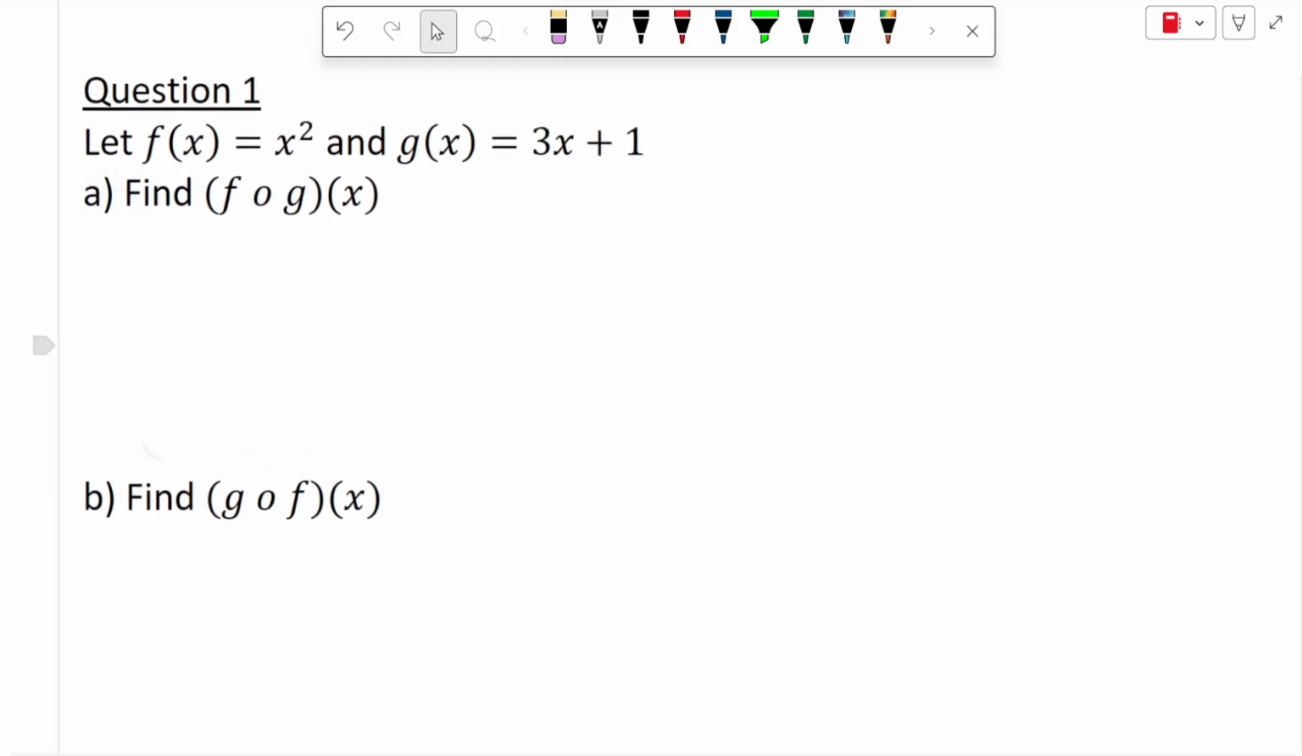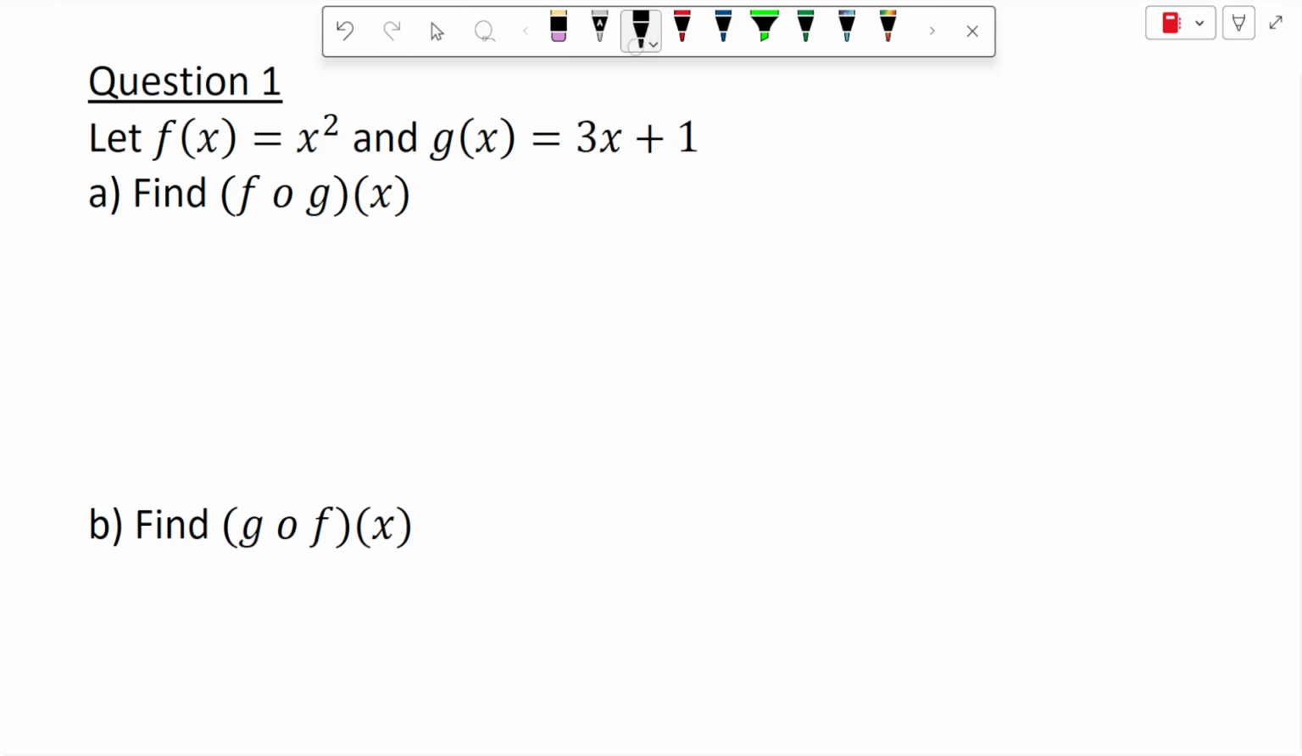Alright, in this video we're looking at composite functions. So this first one here, for example, f of g of x. Another way to think about this is f(g(x)). Those are two different notations meaning the same thing. So basically what you do is you plug in f and then you put in g of x, so 3x plus 1.